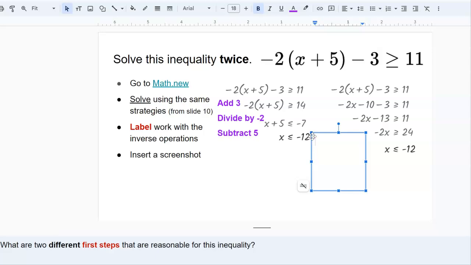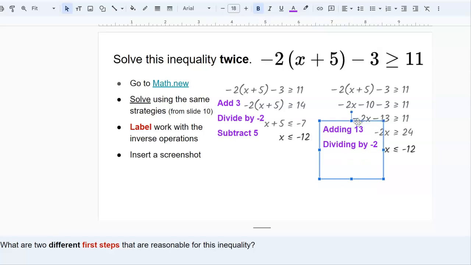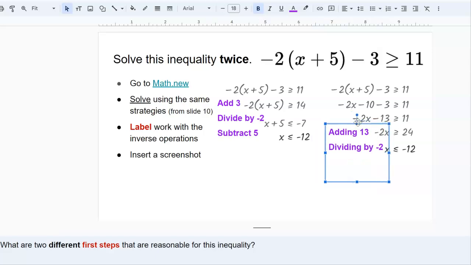So really the only inverse operations were adding the 13 and dividing by -2. That's the only 2. So we really only did 2 inverse operations in this case. So I'm going to move this over here like that.